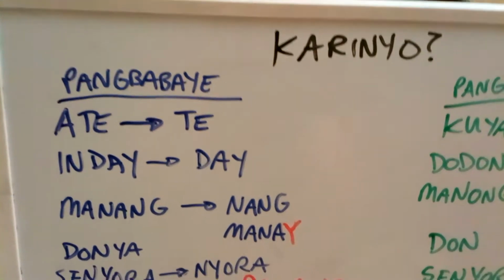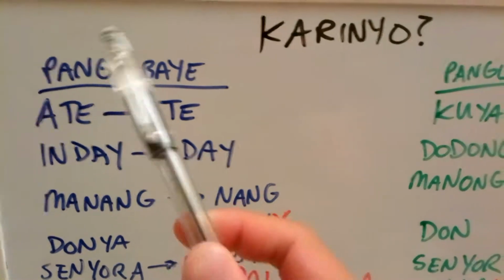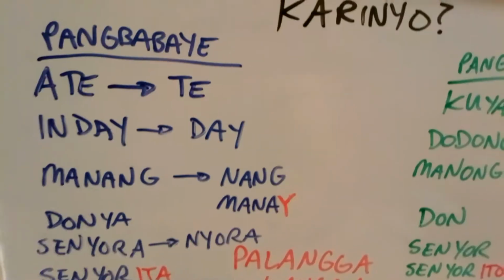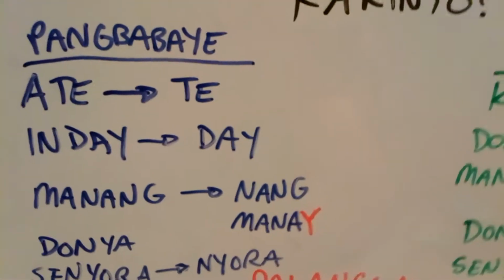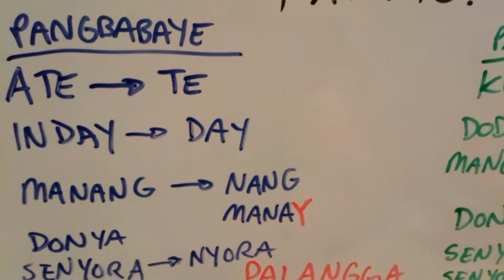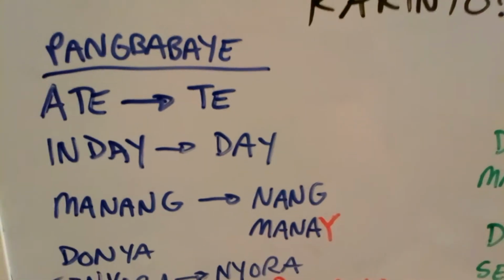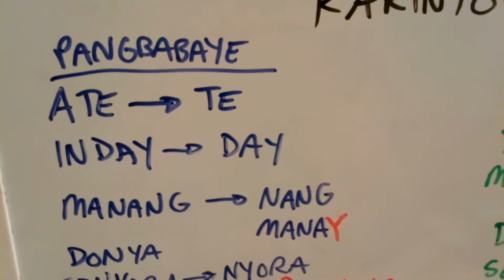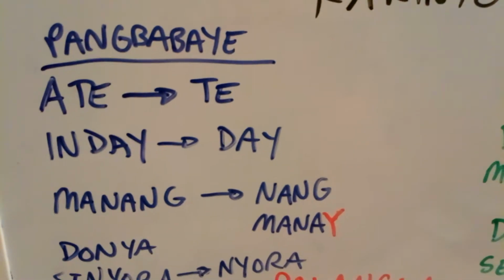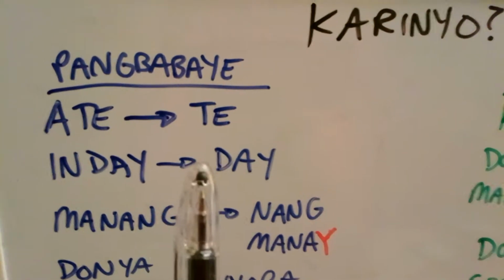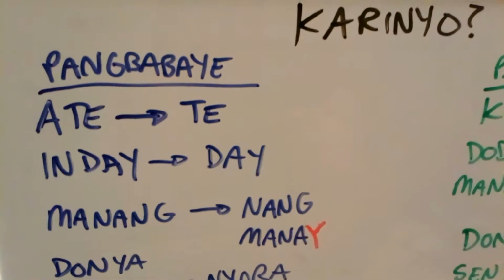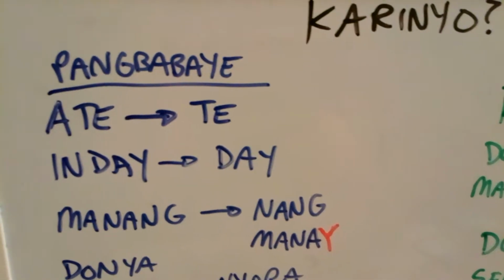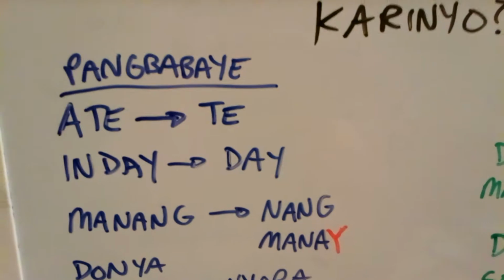Pang babae, meaning for females, right? Ate, meaning the older sister. It doesn't matter whether you're male or female. If you address an older female, someone who's older than you, you use this word, you call them ate. It has to be an older female. But again, Cebuano speakers love to shorten things. They say te. Instead of calling your ate, you can just say oy te, te. They elongate that vowel at the end. Te.